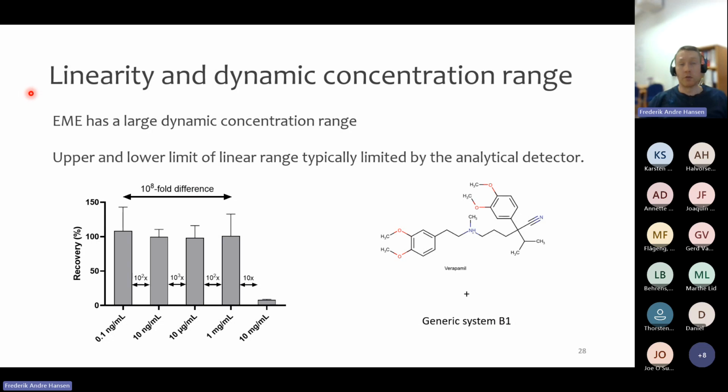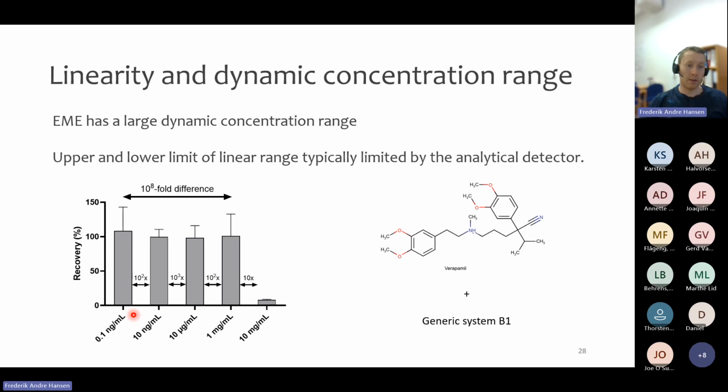Another question people sometimes ask is how large of a concentration span this can handle. This we recently tested using the compound called verapamil, which is a pharmaceutical drug. And here we developed an HPLC method to monitor this, and then we extracted this in different concentrations.